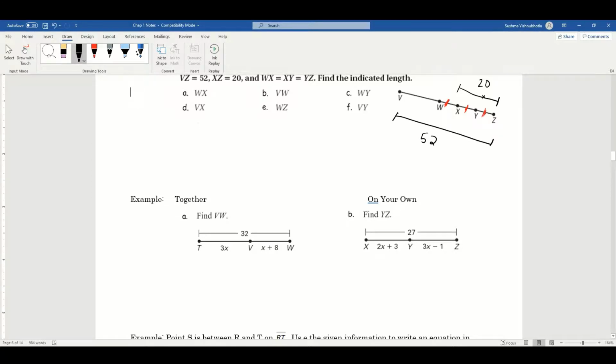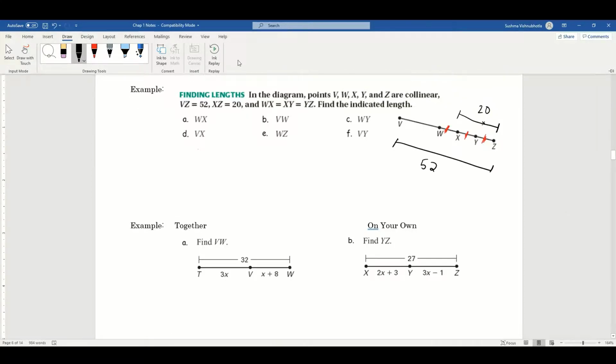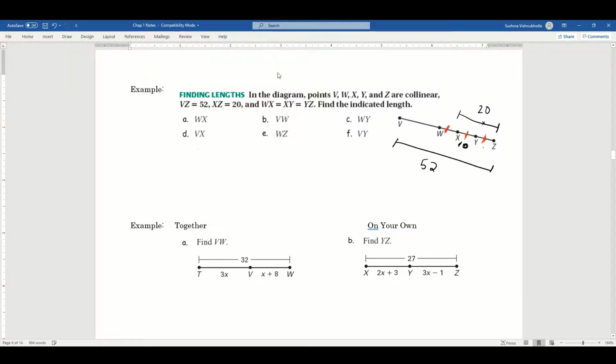I think the easiest way is, because you know XZ is 20, and XY and YZ are the same length, you can logically figure out that XY and YZ have to be 10. Now, these two segments are congruent to WX, so this segment here is also 10. And that's our first blank here. WX is 10.